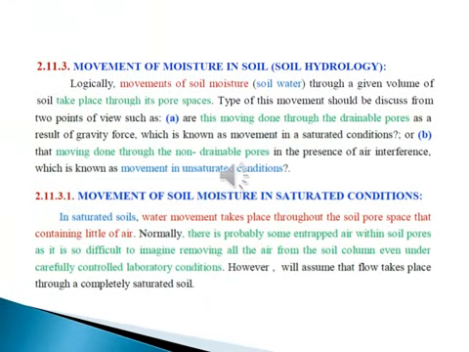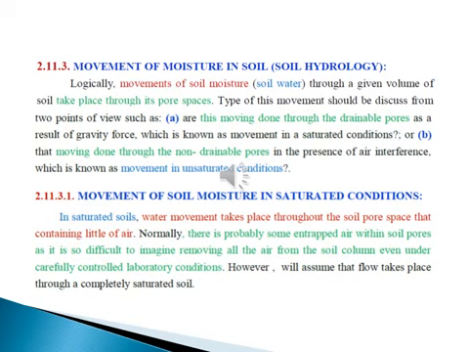Movement of moisture in soil. Logically, movement of soil moisture through a given volume of soil takes place through its pore spaces. The type of this movement should be discussed from two points of view: how this movement is done through the drainable pores as a result of gravity force, which is known as movement in saturated conditions, or movement through the non-drainable pores in the presence of air interference, which is known as movement in unsaturated conditions.